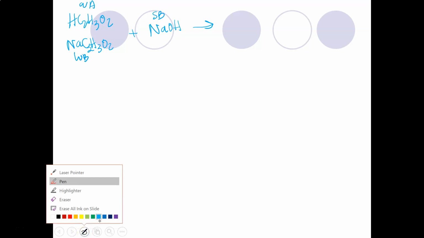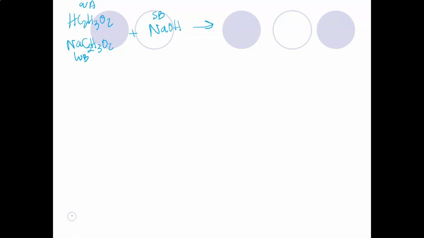I have sodium acetate, C2H3O2, and we have sodium hydroxide. I want us to predict what's going to happen. I'm just reminding us what chemicals we have. The strong bases are going to react until they can't anymore. The strong base is going to have to react with the acid, because acids react with bases.